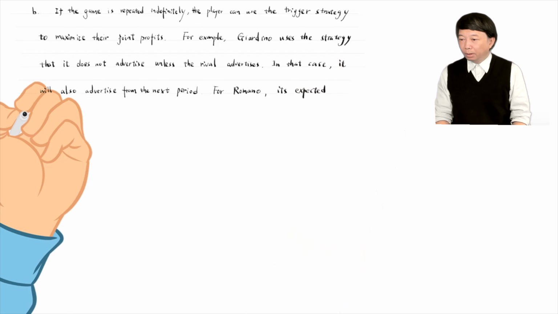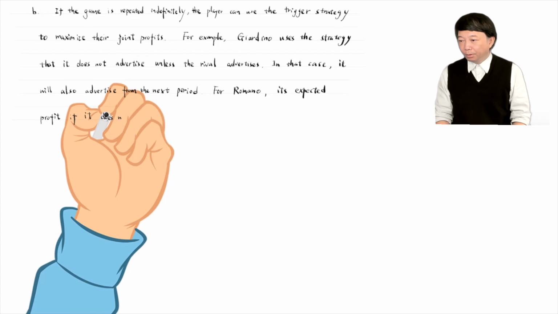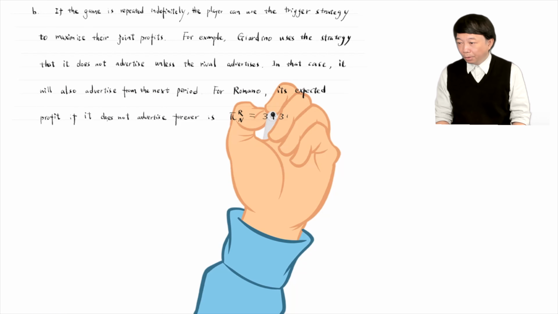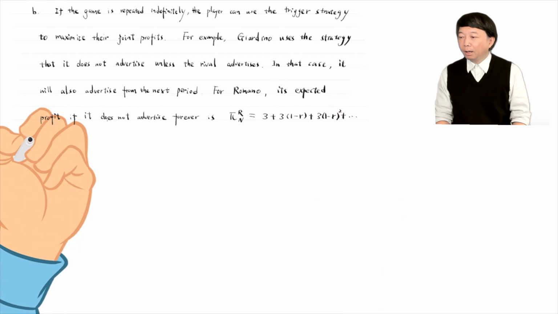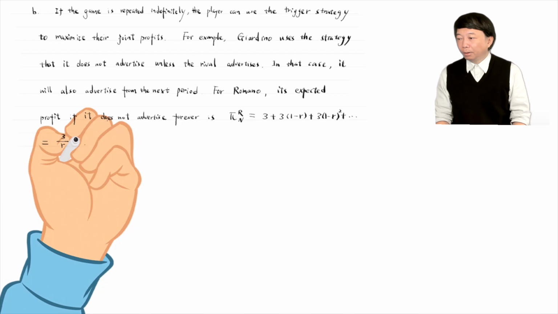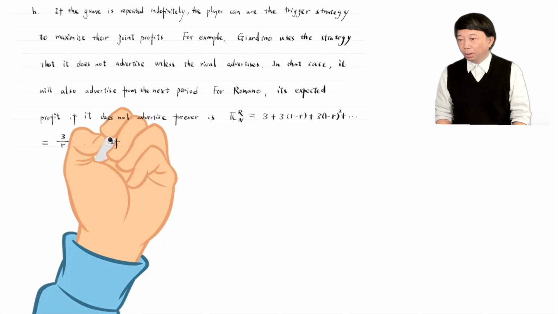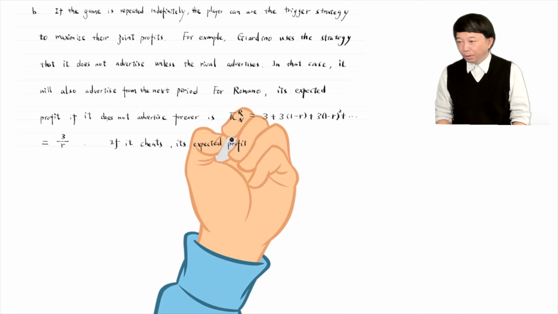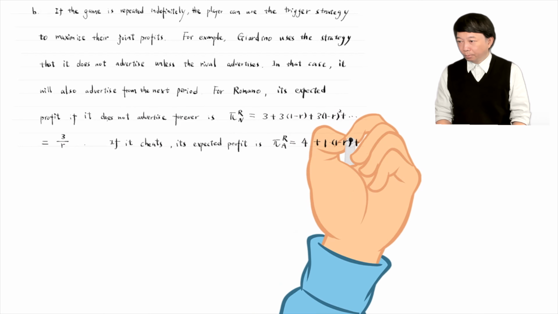For its rival, its expected profit if it does not advertise forever is the sum of 3 discounted each period. It is an infinite geometric series. Using the formula, we can simplify it as 3 over R, where R is the depreciation rate that reflects the player's patience. If the rival cheats, its expected profit is as follows.